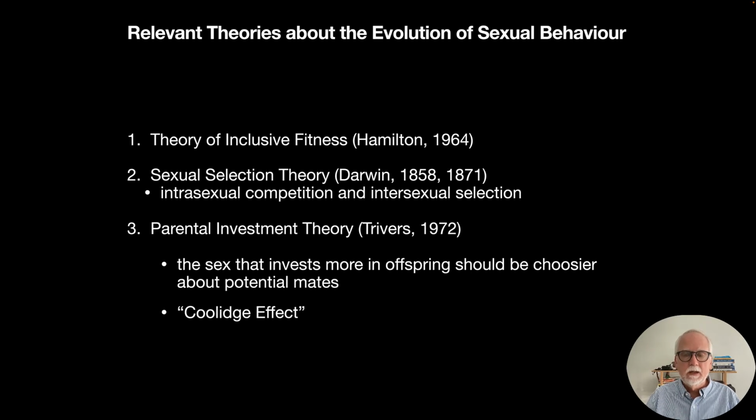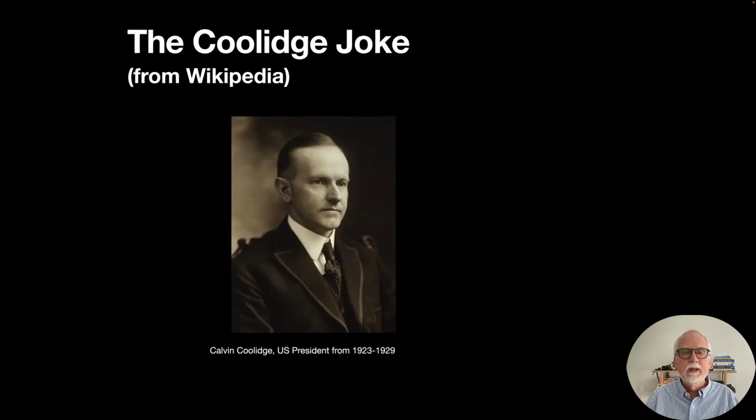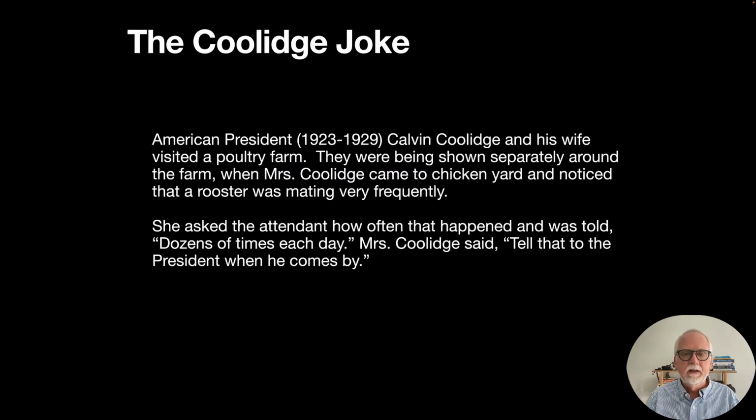It comes from a joke, and you can actually look this up on Wikipedia, having to do with this president, Calvin Coolidge, who was the U.S. president from 1923 to 1929. The way the story goes is that this American president, Calvin Coolidge, and his wife visited a poultry farm. And they were being shown separately around that farm when Mrs. Coolidge came to a chicken yard and noticed that a rooster there was mating very frequently. She asked the attendant how often that happened and was told, dozens of times each day. Mrs. Coolidge said, well, tell that to the president when he comes by.